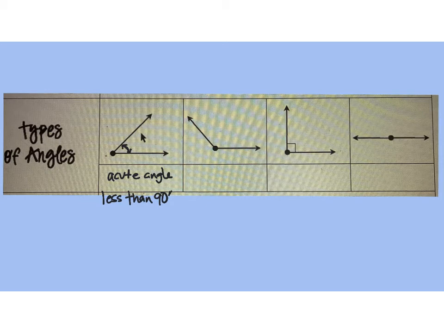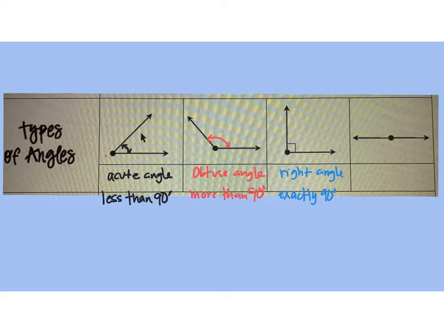Okay. The next one is known as an obtuse angle. And that is more than 90 degrees. Okay, that means that this measure here is more than 90. Then we have the next one, which is a right angle, and that is exactly 90 degrees. Now please make sure that you know that there's only a right angle. A left angle does not exist.